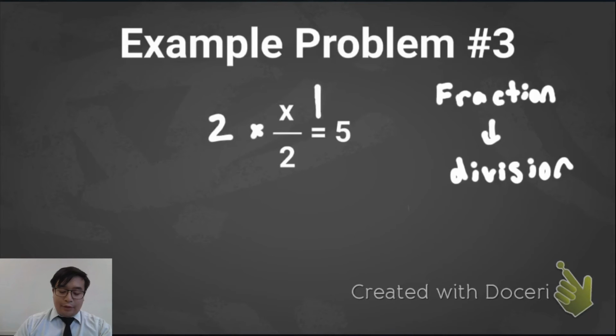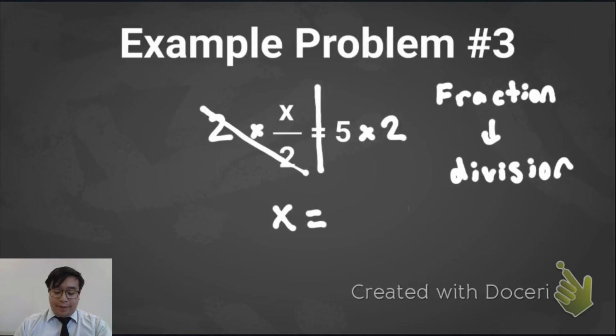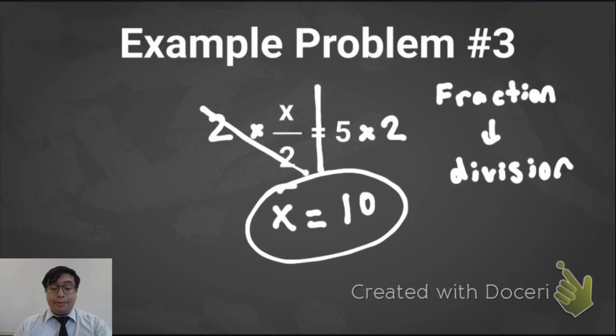But whatever I do to one side, I need to do to the other side. So, multiplying and dividing, these 2's are going to cancel each other out. I'm left with x is equal to, and on the other side I have 5 times 2, which is going to be 10. So the answer to this is going to be x equals 10.